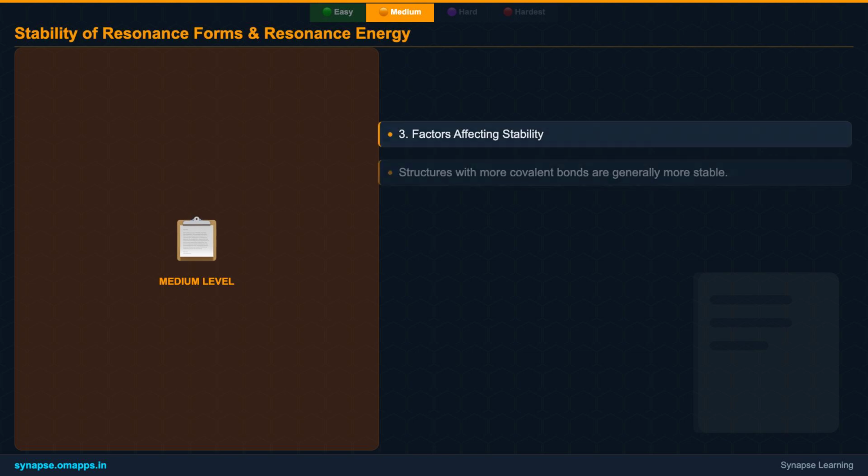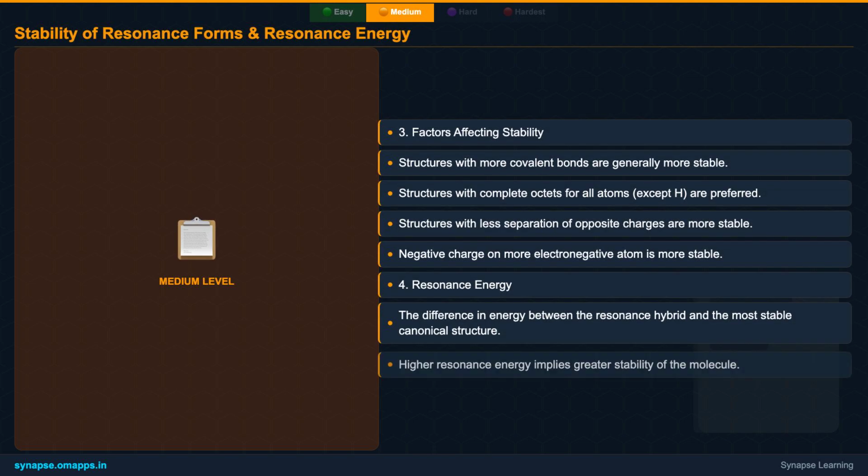Not all resonance structures contribute equally to the hybrid. We've learned that structures with more covalent bonds, complete octets, and less charge separation are more stable. The concept of resonance energy quantifies this stability. It's the difference between the actual energy of the hybrid and the energy of the most stable canonical form. A higher resonance energy means a more stable molecule.